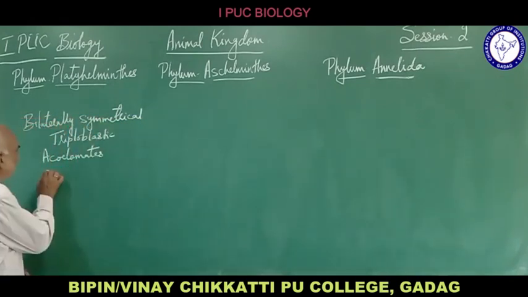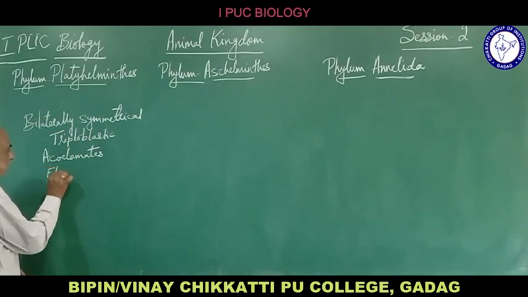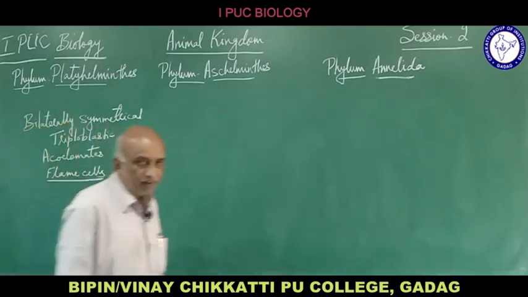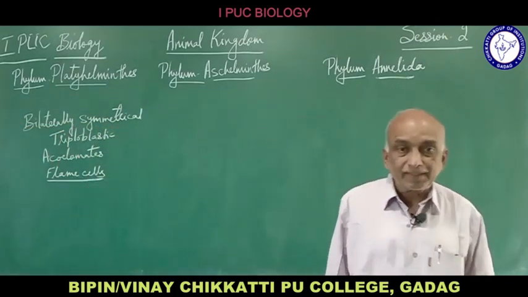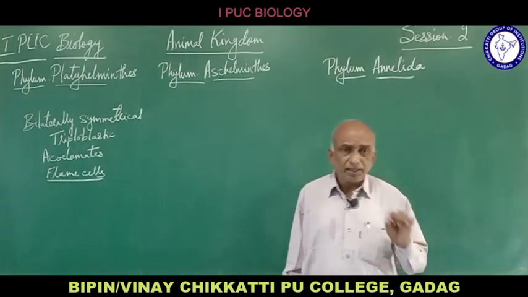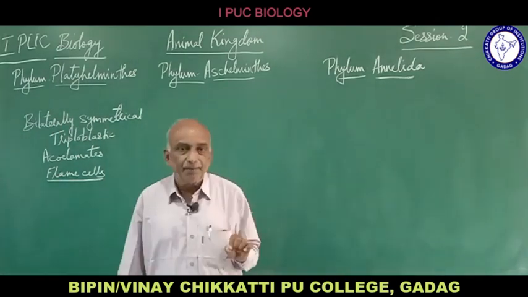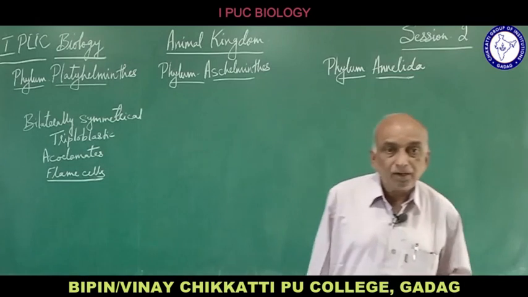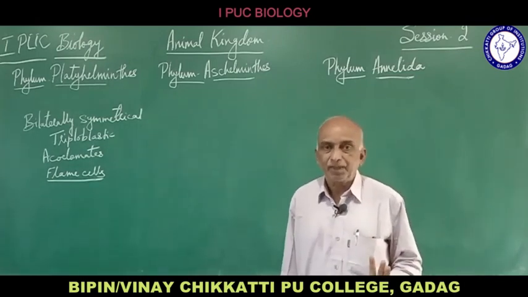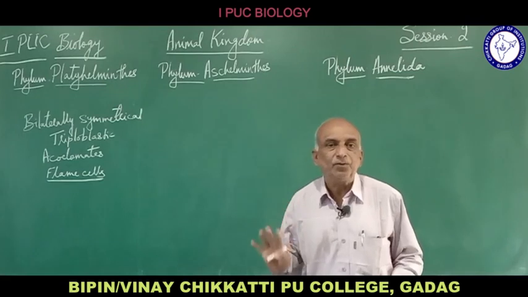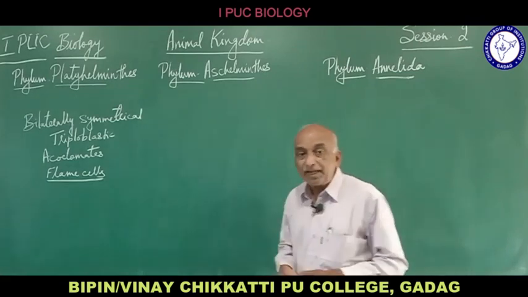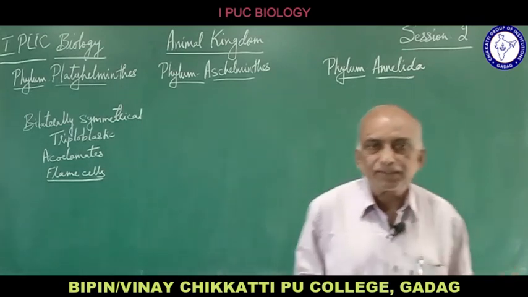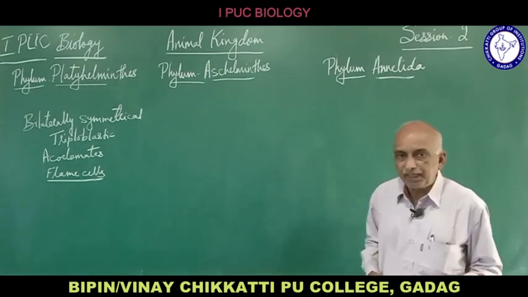Another important character is the flame cells, which are important characteristics of this phylum and are never found in any other phylum. Certain characteristics are specific or distinguishing characters of one phylum only. For example, when we studied choanocytes or collar cells, they are restricted to phylum Porifera only. Similarly, in phylum Coelenterata, nidoblasts are found only in that phylum. So we don't come across such a structure in any other group of the animal kingdom.